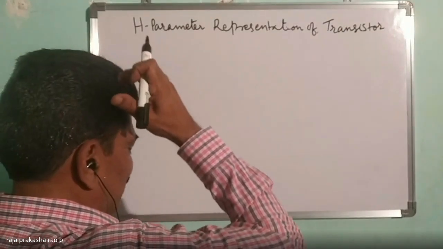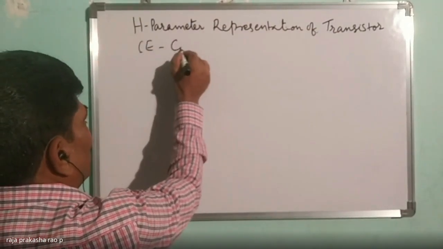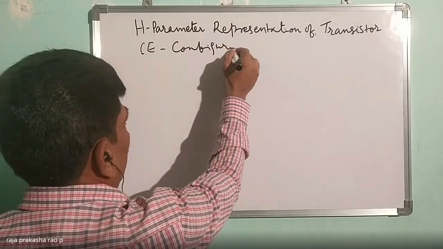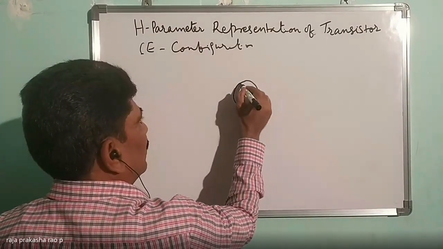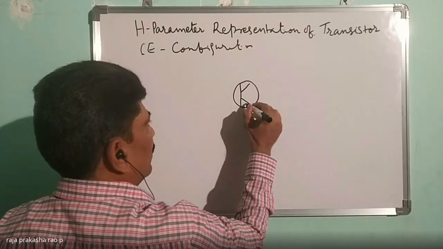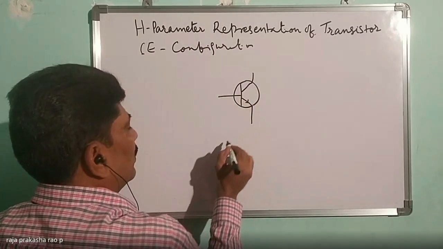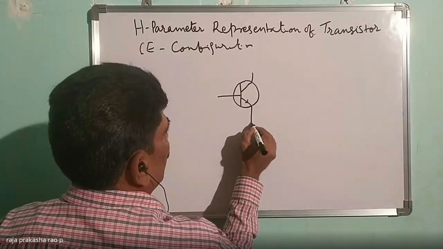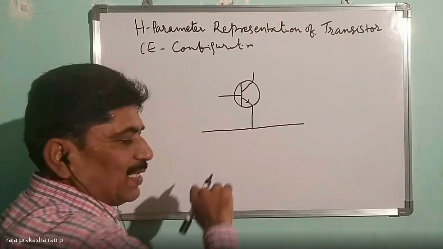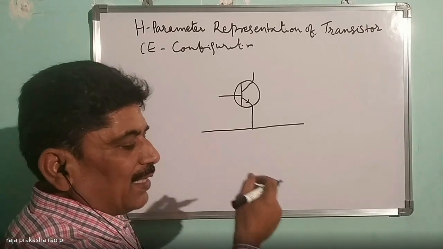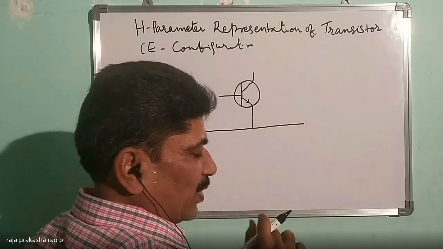Let us see the h parameter equivalent circuit for common emitter configuration now. CE configuration. Emitter is common, right? Emitter is common. This is common. When the emitter is common, load is taken from the collector. When the collector is common, load is taken from the emitter. Remember these two points.